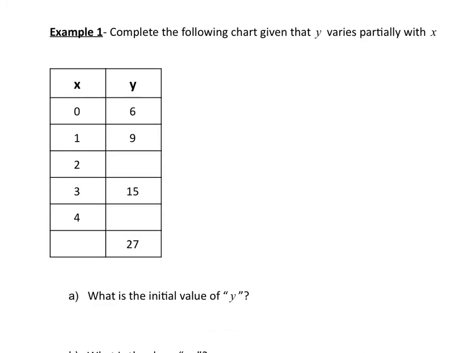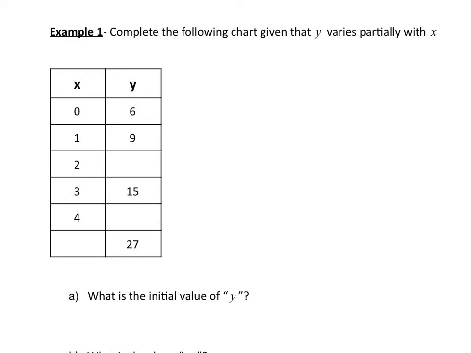In our first example, we're asked to complete the following chart given that y varies partially with x. So right away in the question, they are telling us that the data that we're going to be dealing with represents a partial variation. So the first thing that we should attempt to do is fill in all of the missing spaces in our data table. So I'm going to suggest that we start with the y column and try to establish or figure out what pattern exists in the data points, and if there is a pattern at all.